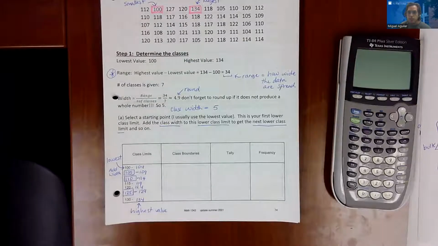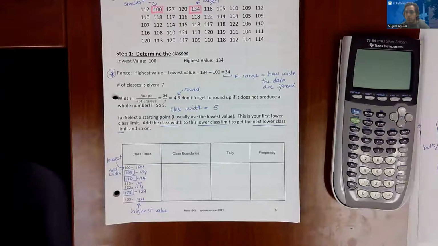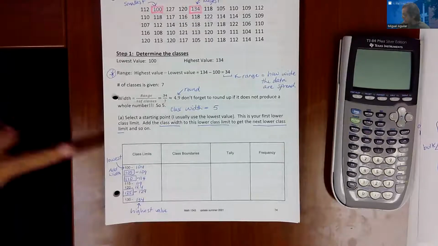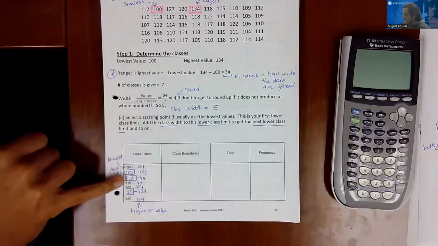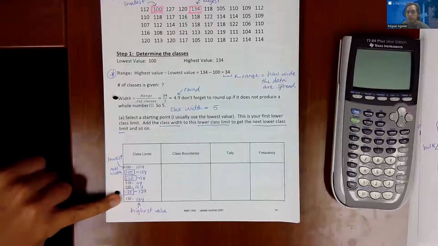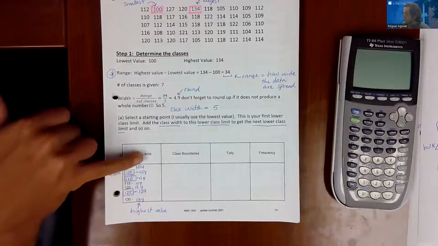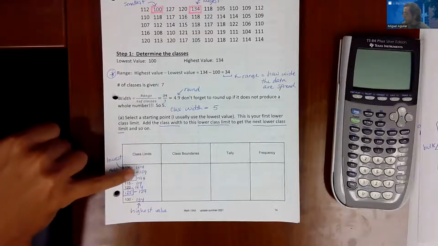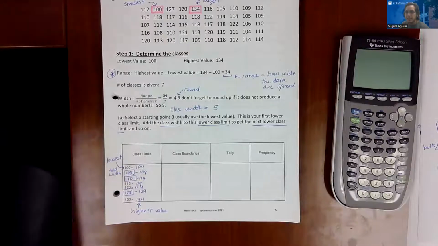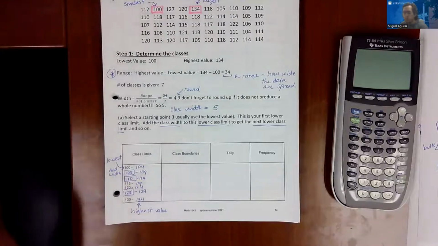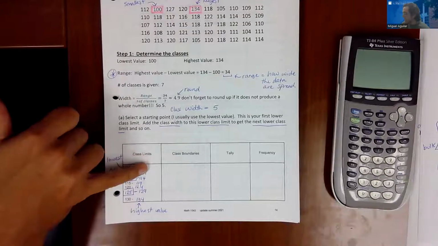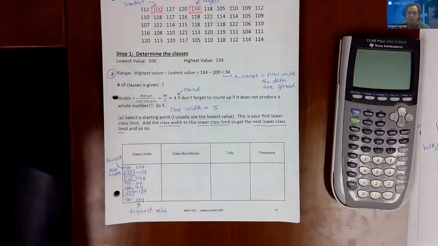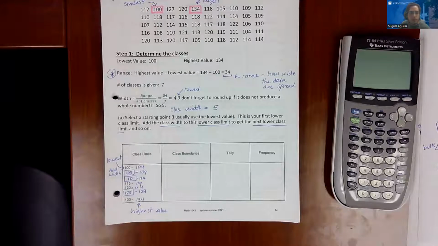Yes, sir. So we need the range. We use the range to find the class width. We start off our classes with the lowest data value, and then we can start constructing our lower class limits here by just adding the width. Then we can construct our upper class limits by just subtracting 1 from the next lower limit, right? Once you have one of those set up, you could just add the class width to get up to the next value, right?